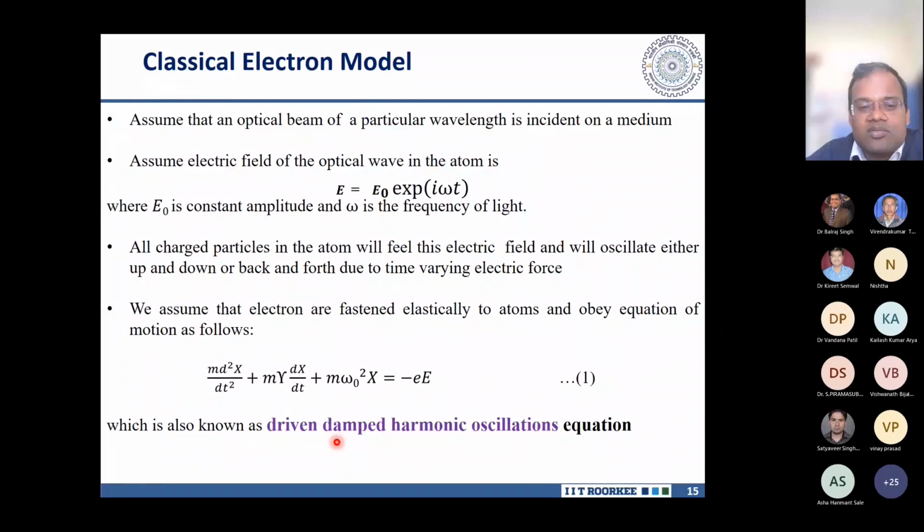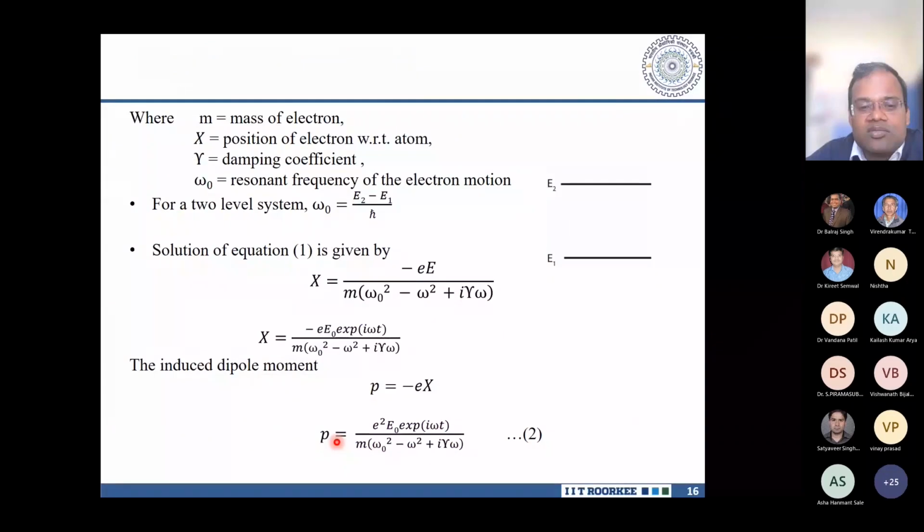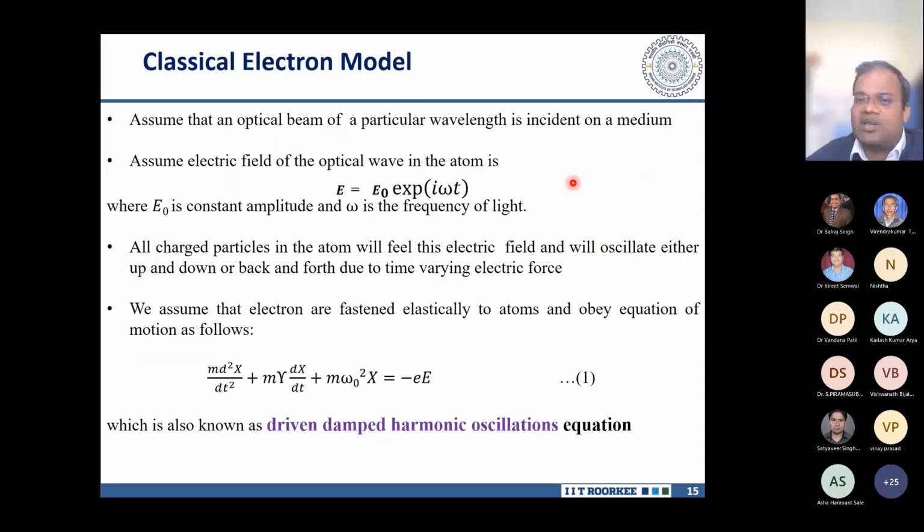m is the mass, x is the position of the electron with respect to the atom, gamma is important, it is the damping coefficient, and omega naught is the resonant frequency. How can you associate this resonant frequency with the energy levels? We all know delta E is h cross omega, where delta E is nothing but the difference of these two energy levels. Now the solution of this equation you can do step by step and arrive at this.